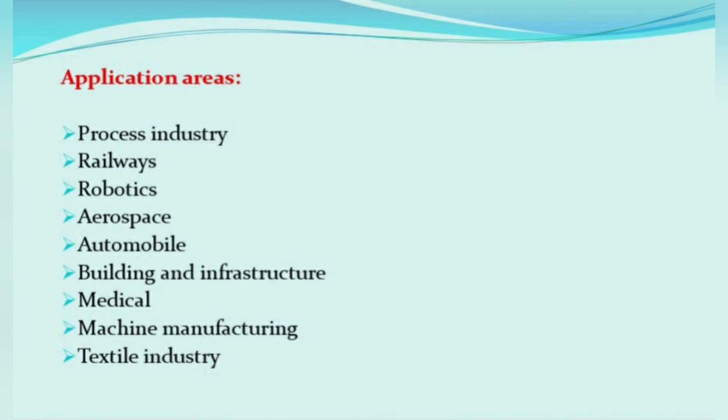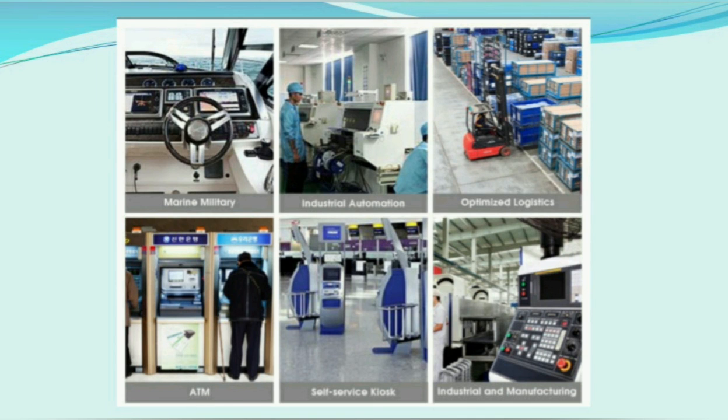Nowadays, industrial automation is used in almost every field. For example, process industry, machine manufacturing, textile industry, medical field, robotics, railways, automobile, aerospace, etc.